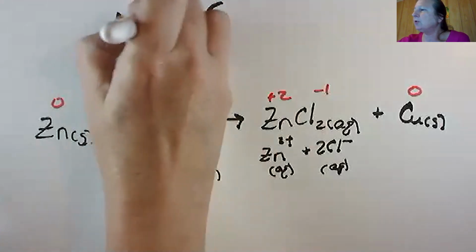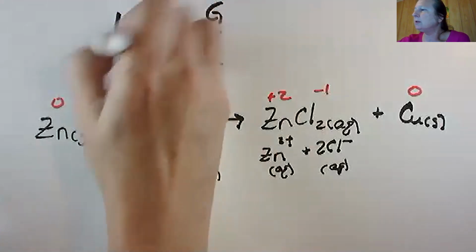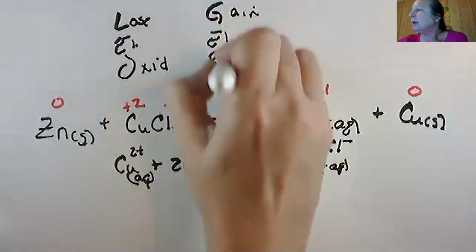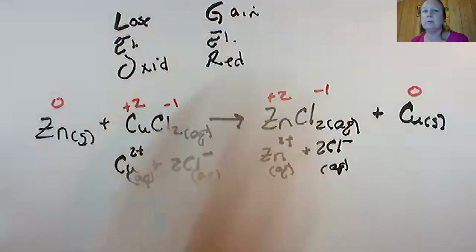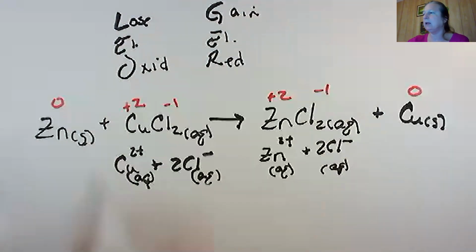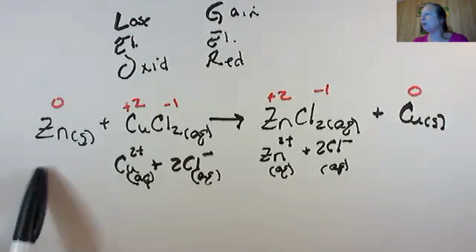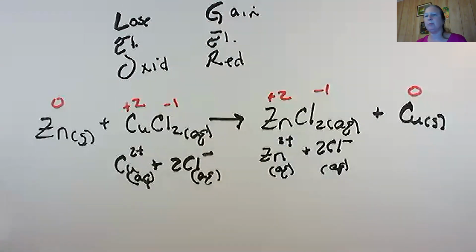So if you lose electrons, it's oxidized, and if you gain electrons, it's reduced. Okay, that's an L. If I lose electrons, I'm becoming more positive. I'm losing my negative charge and becoming more positive. So my zinc goes from a 0 to a plus 2. It's becoming more positive, and therefore my zinc is getting oxidized.